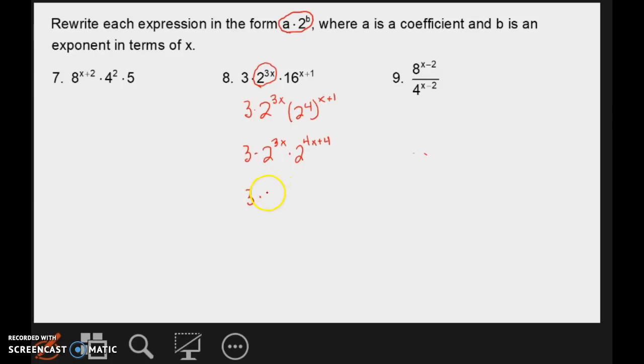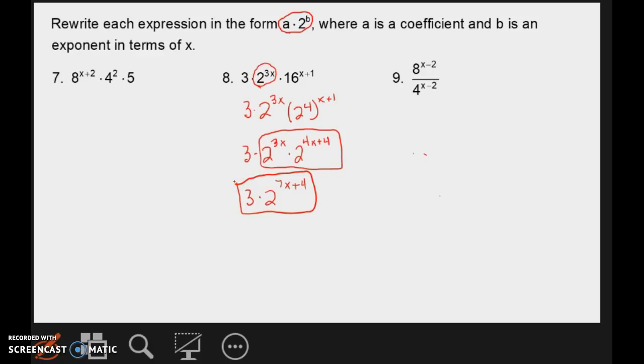But the expressions that have a base of 2, these two things right here, I can put together by adding my exponents. So when I take 3x plus 4x plus 7, I'm looking to put like terms together. That's going to give me 7x plus 4. And that's my final answer.